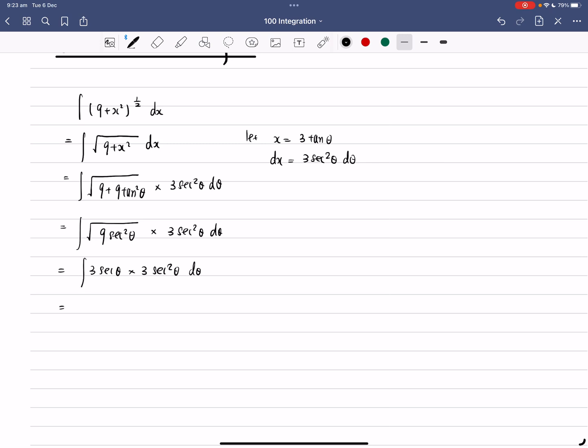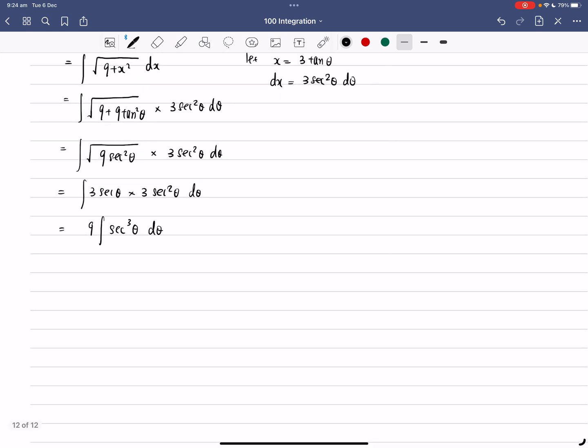If we combine the coefficients, 3 times 3 is 9, and at the end we need to integrate secant to the power 3 theta d theta. So we still haven't finished. We used the substitution method to change the square root of 9 plus x squared back into secant cubed theta. To integrate this one, we need to use integration by parts. It's definitely a hard question. We're going to change secant cubed theta into secant theta times secant squared theta d theta.